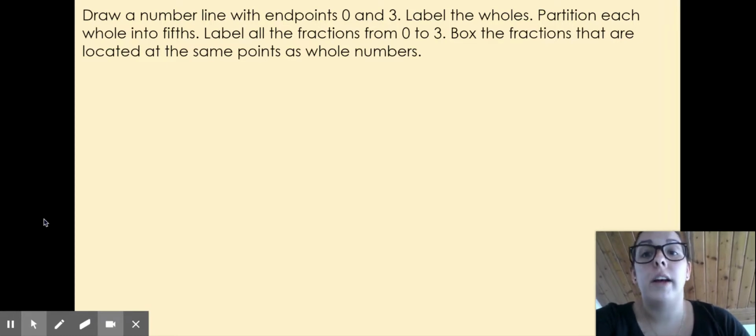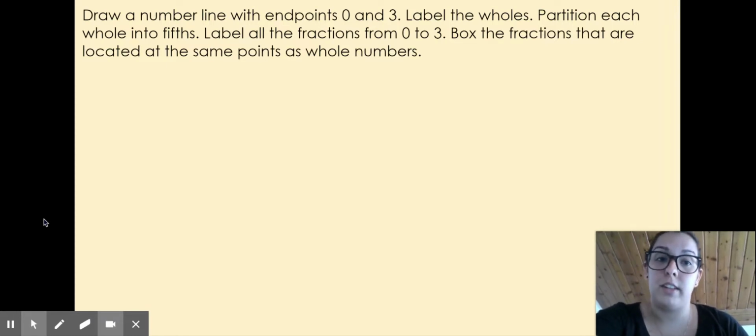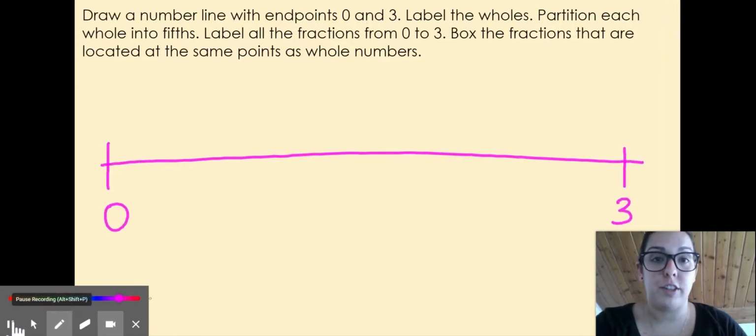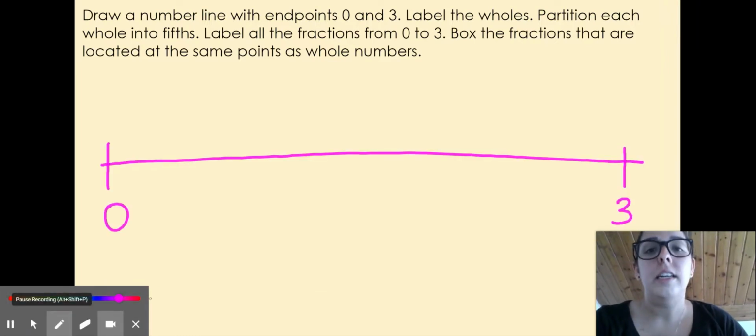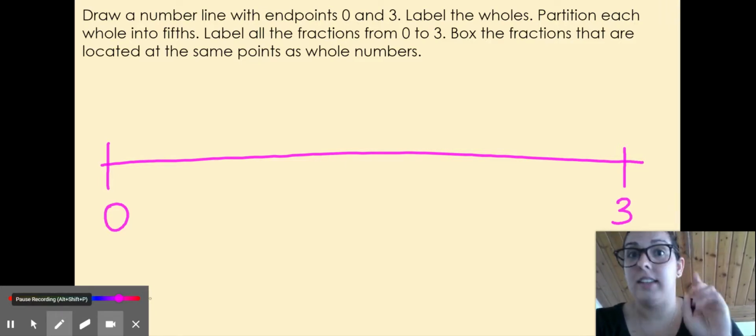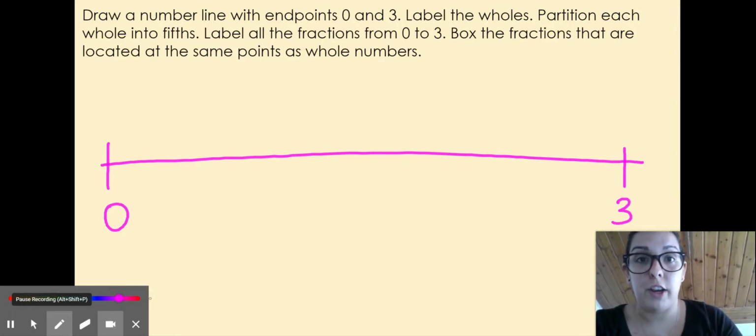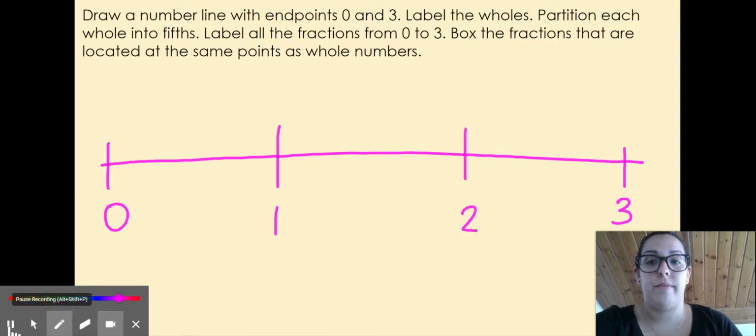So you're going to go ahead and draw a number line with the endpoints 0 and 3. Pause the video, do that. Does yours look like this? Great. Okay, now please label the wholes, which we've done. But we also need to fill in the rest of the wholes that we have missing. I'm missing 1 and 2. Pause the video and draw those wholes in.